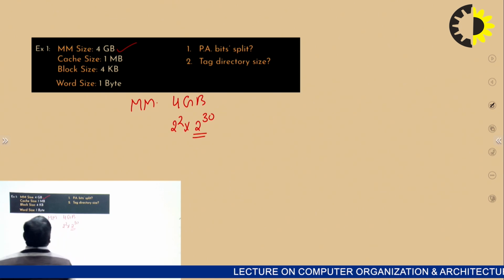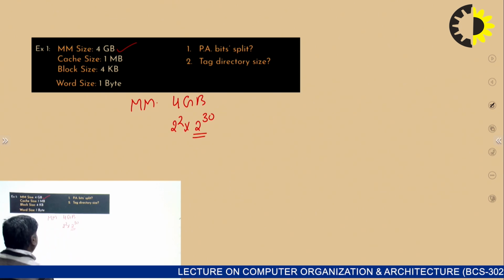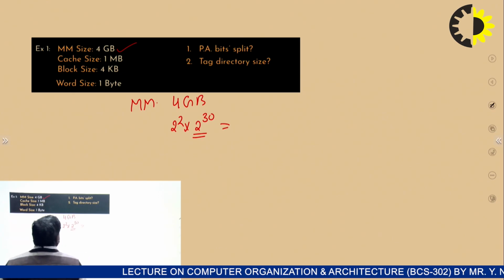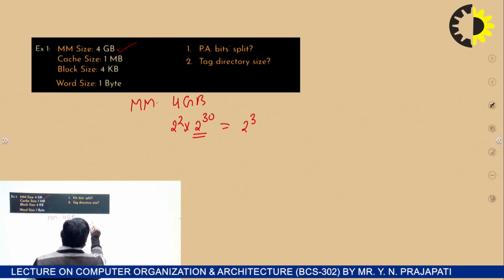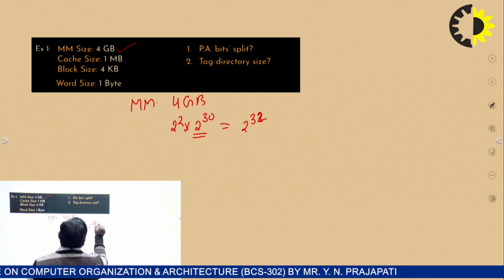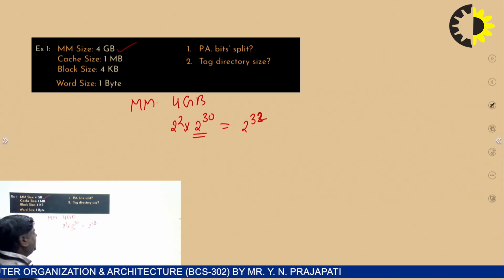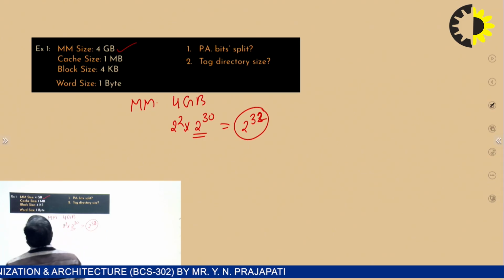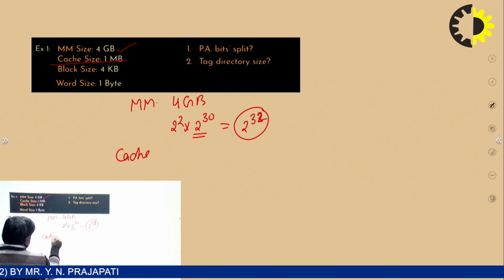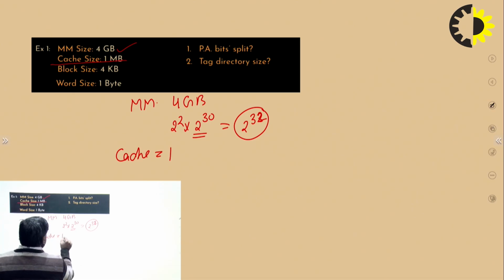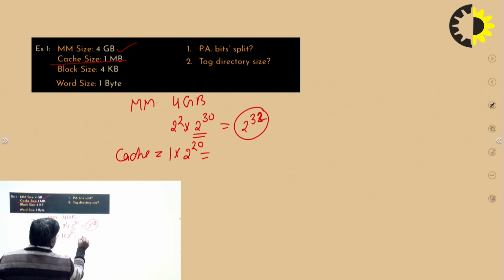Now this is known as 2 to power 32. That is the relevant data according to the main memory. What is the cache size? That is very simple, 1 MB. It means 1 into 2 to power 20, that is again 2 to power 20.